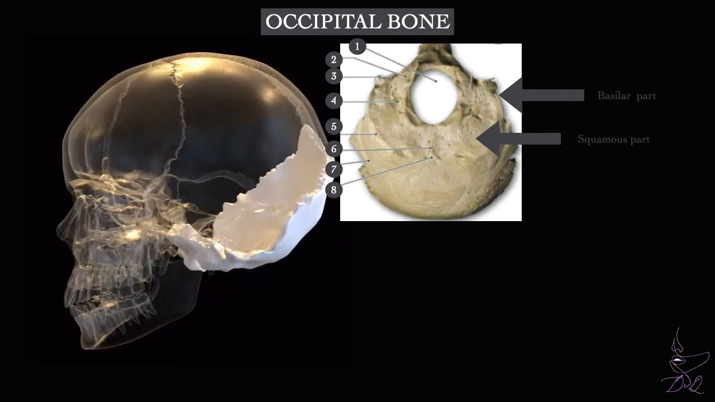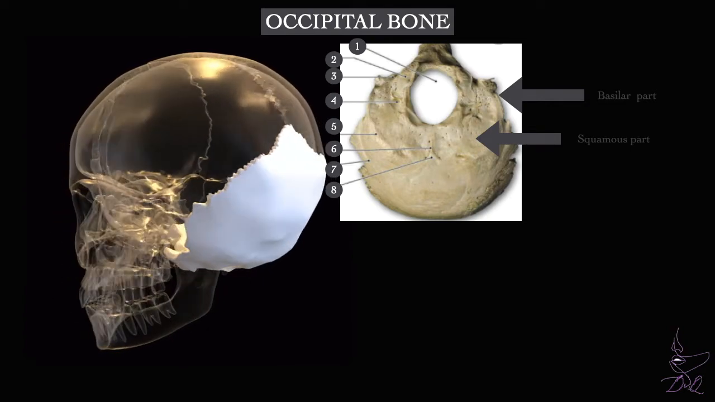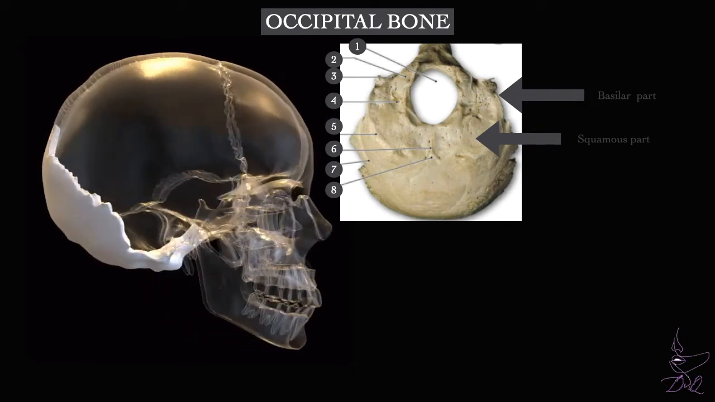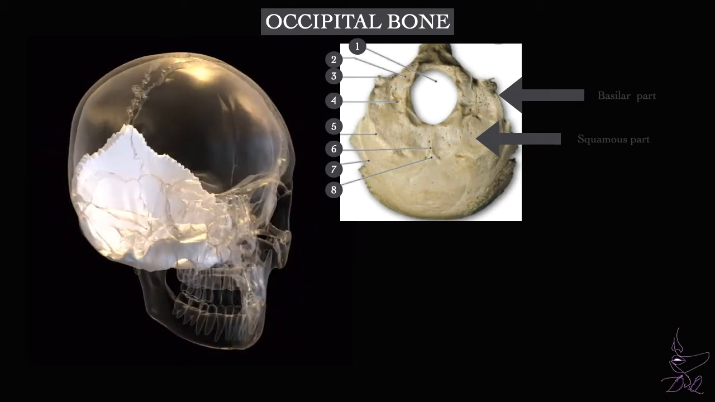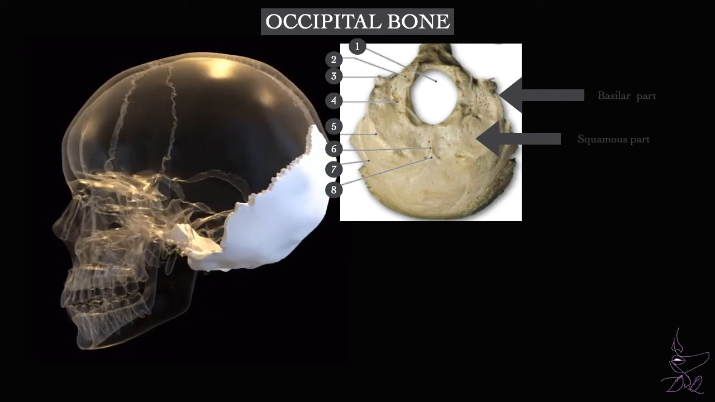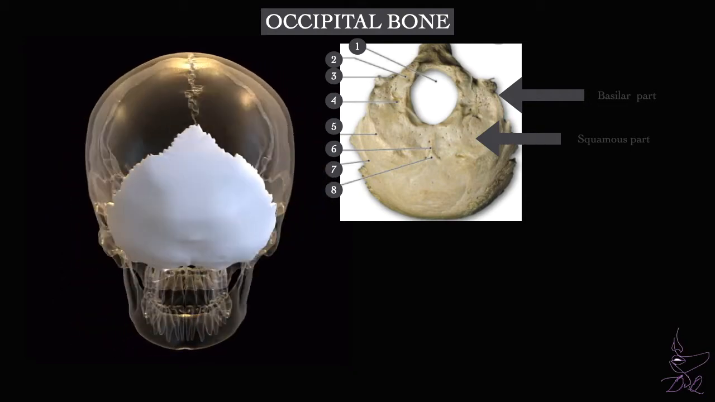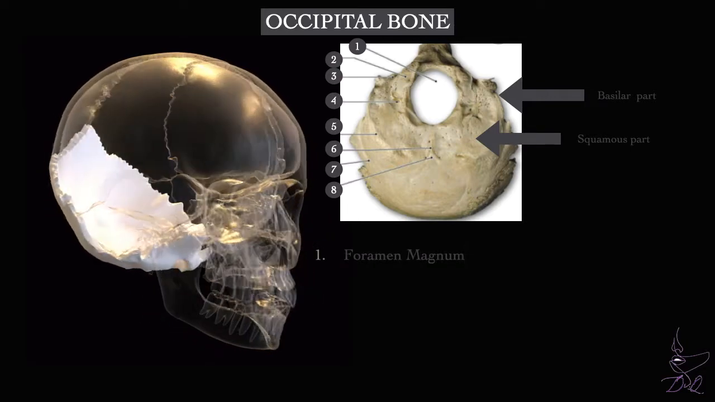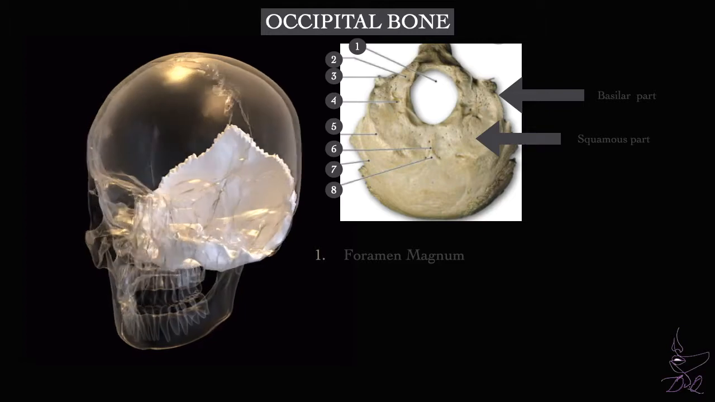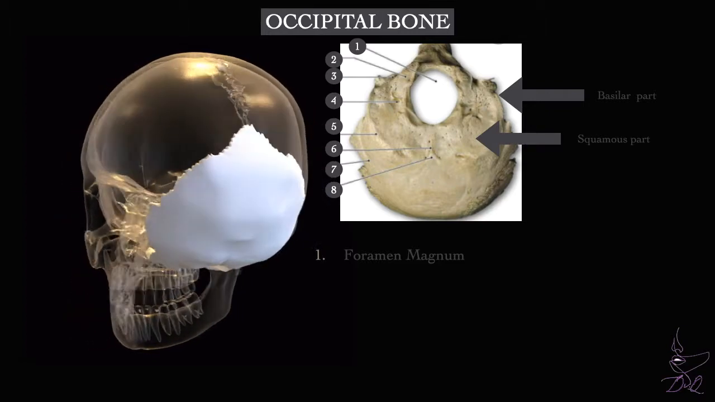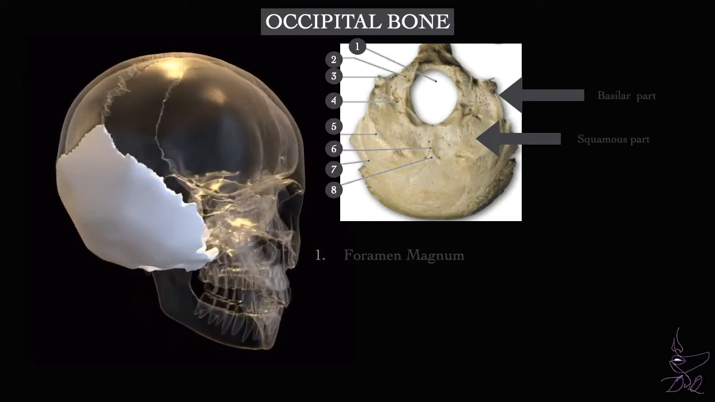The occipital bone. Now the occipital bone is the most posterior of the cranial bones, forming the posterior wall and the base of the skull. It consists of two parts. There is the squamous part and the basilar part. It is between these parts is the foramen magnum of the occipital bone through which passes the spinal cord. Now the squamous part lies posterior to the foramen magnum and the basilar part lies anterior to the foramen magnum.